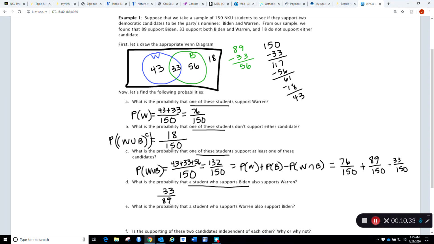Now, how do I write this notation-wise? Well, as soon as now I've started with a different group, I'm not starting with all 150 students. This is what makes this a conditional probability. So I already knew that the person supported Biden. So that's what I already know. Then I wanted to find the probability they support Warren. So notation-wise, this is the probability that someone supports Warren given they support Biden.